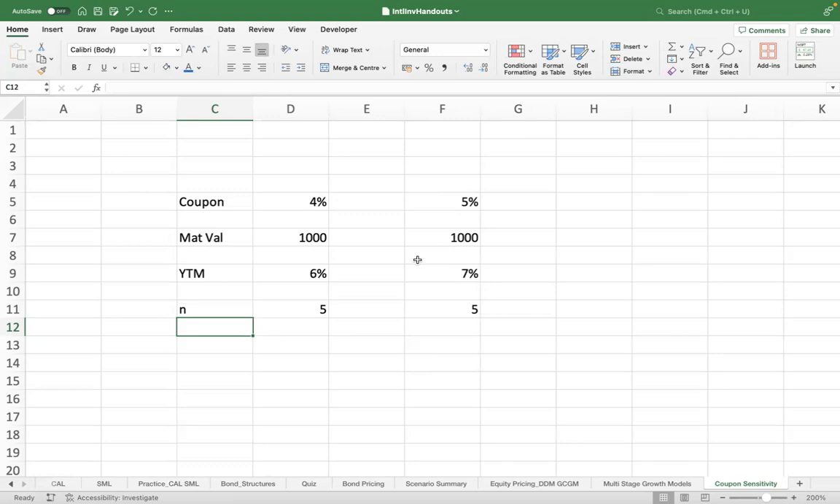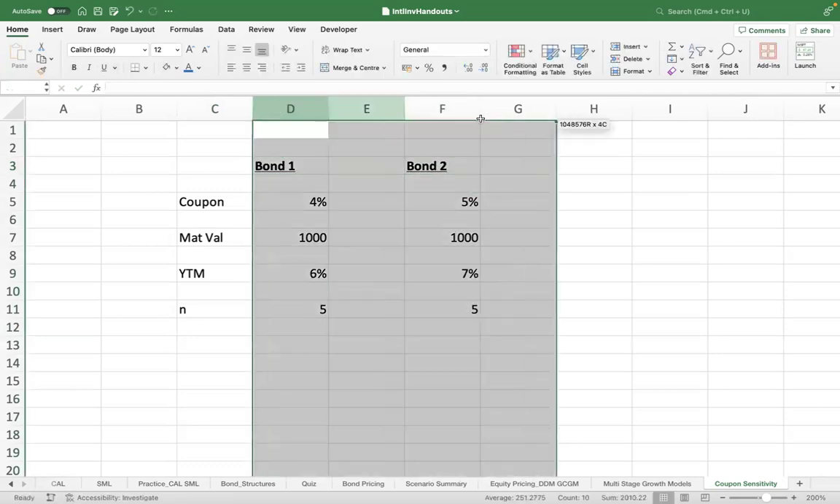So now what we are going to do is get in an additional dimension and check the relationship with respect to coupon. So I have got two bonds here. This is bond one and this is bond two.